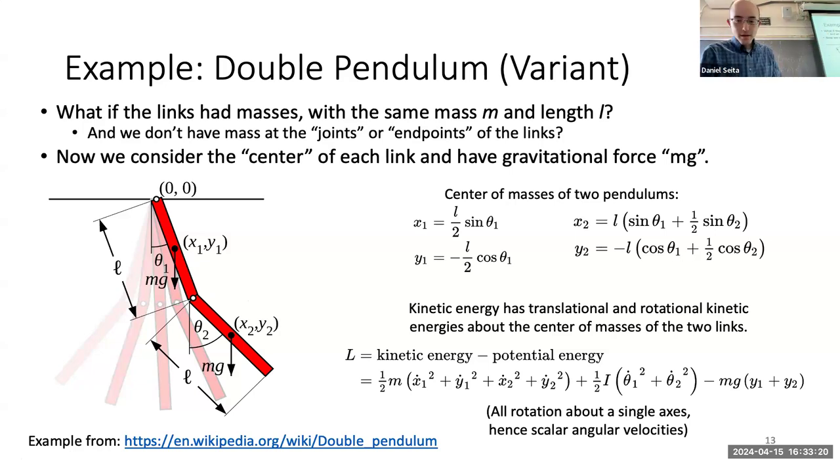Now let's look at the kinetic energy. The first term is your standard one-half times mass times velocity squared. We're moving in two dimensions, so the magnitude of the velocity vector squared is x1 dot squared plus y1 dot squared. Then do the same thing for x2 dot and y2 dot.